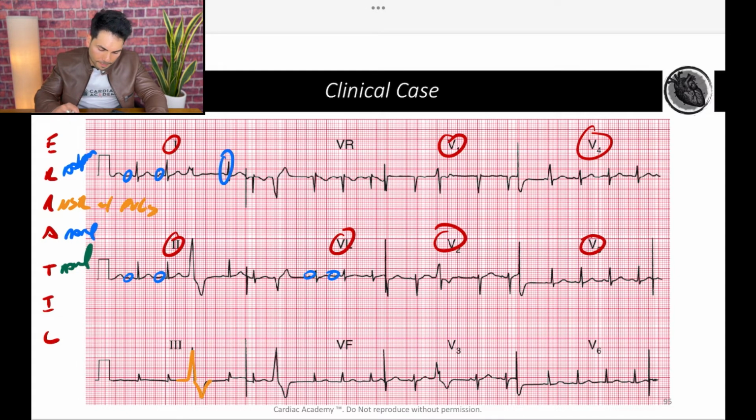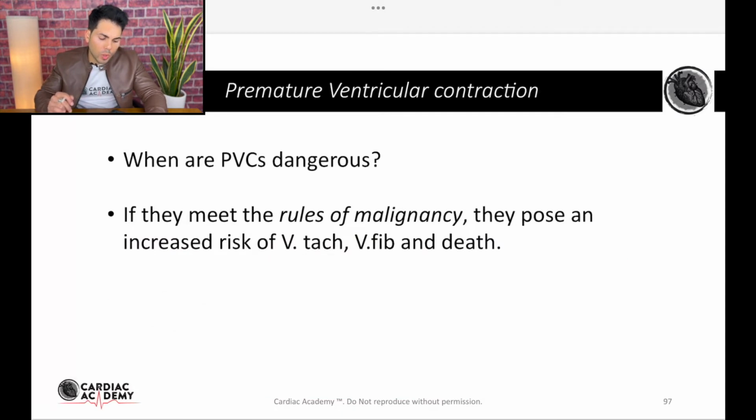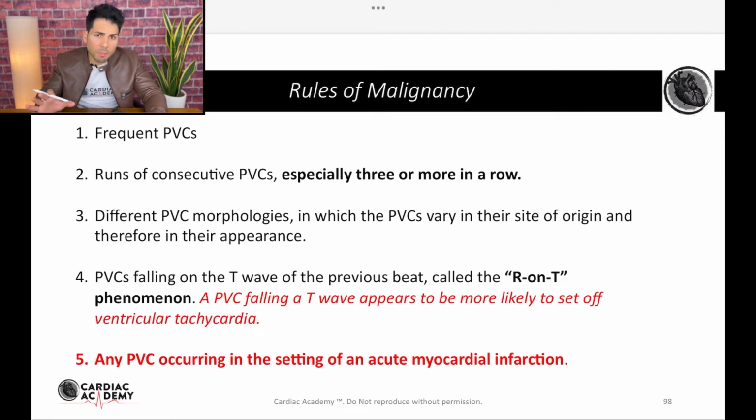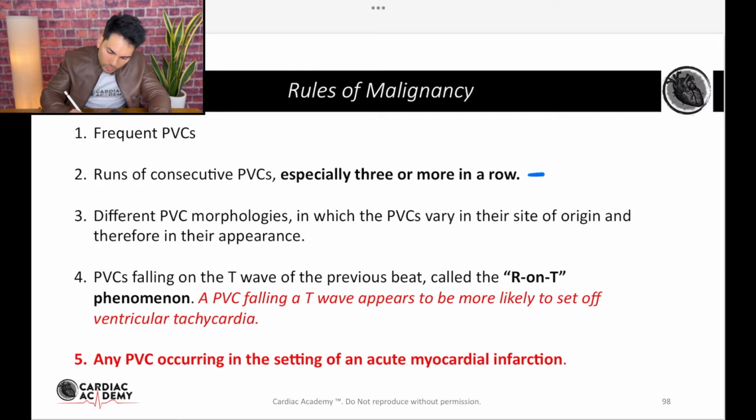Very good. So when are PVCs actually dangerous? There are some rules that could suggest that PVCs are malignant, so let's go over them. 5 main rules. Are there any frequent PVCs? The more frequent these are, the higher the likelihood for these to cause issues down the road. Are there continuous PVCs, especially 3 in a row? 3 in a row actually defines V-tach, ventricular tachycardia. So let's write that: 3 or more equals V-tach.